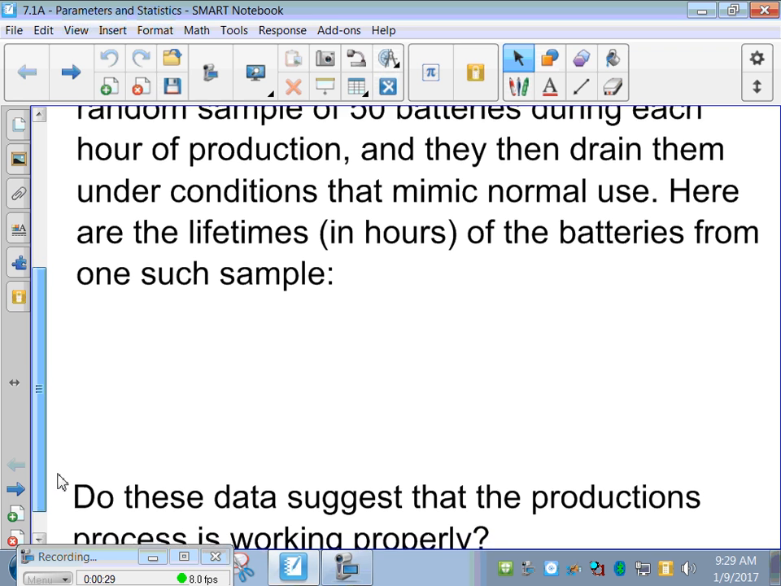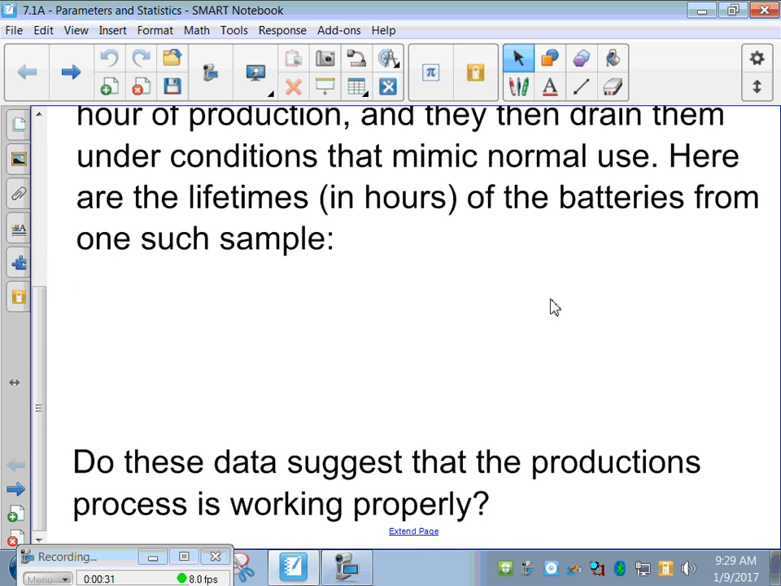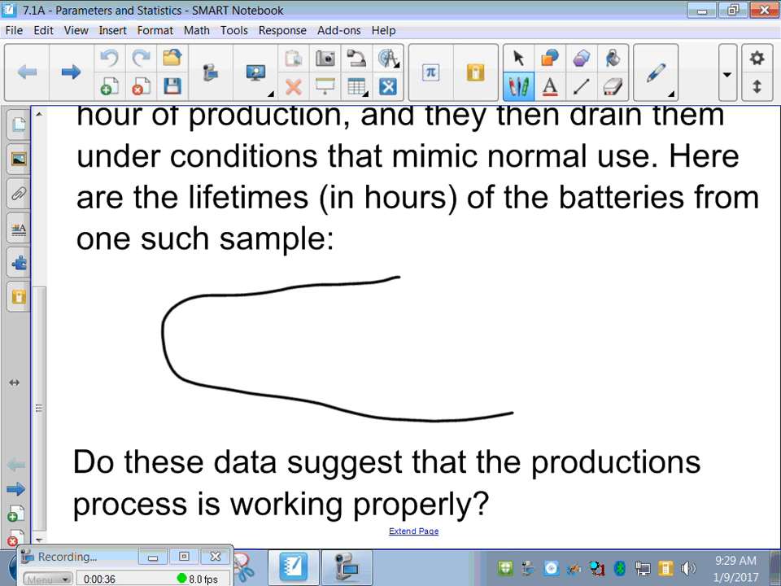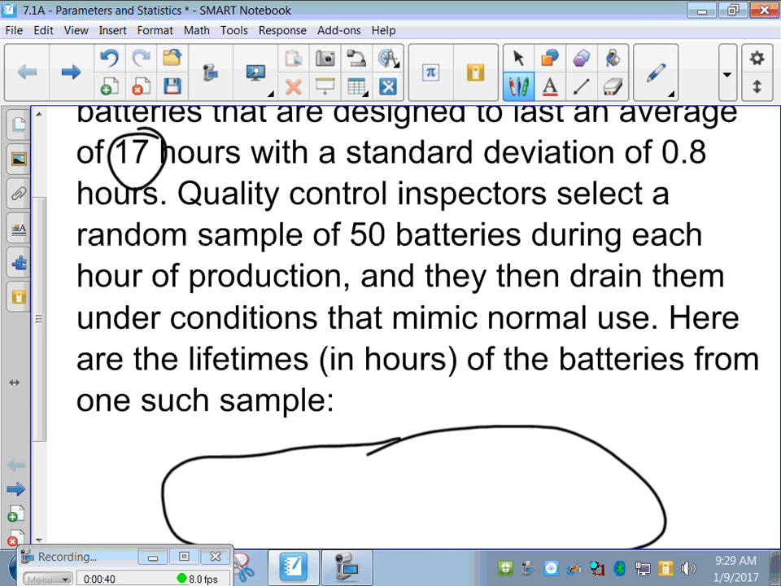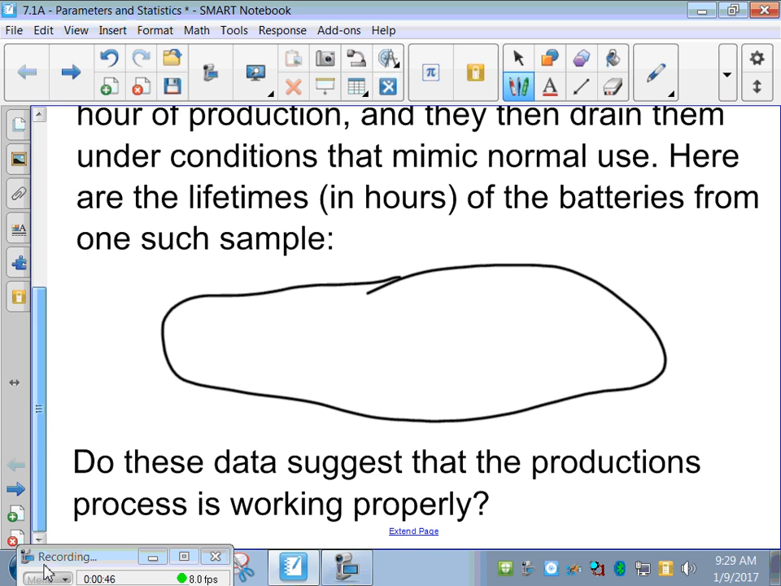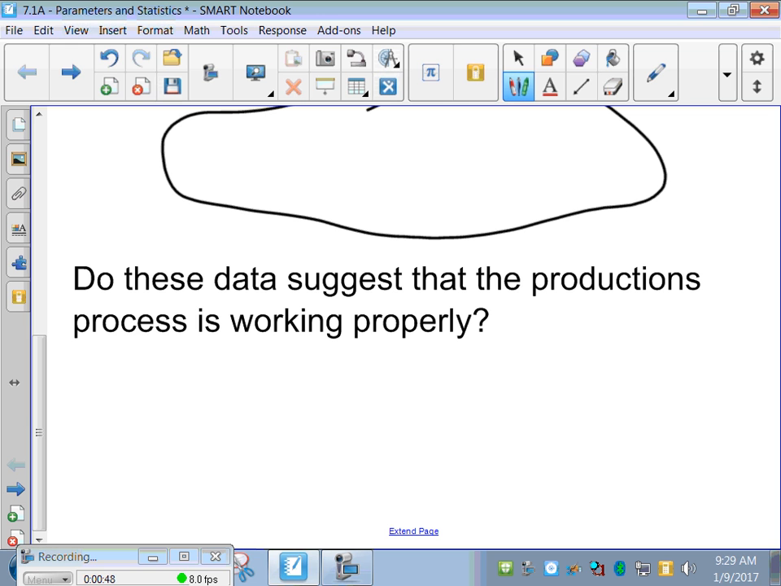Here are the lifetime in hours of the batteries from one such sample. I did not type all those out, you guys, but pretend like there's 50 of these numbers that are all somewhat around this number, right? Okay, the true mean. So then we have, do the data suggest that the production process is working properly?